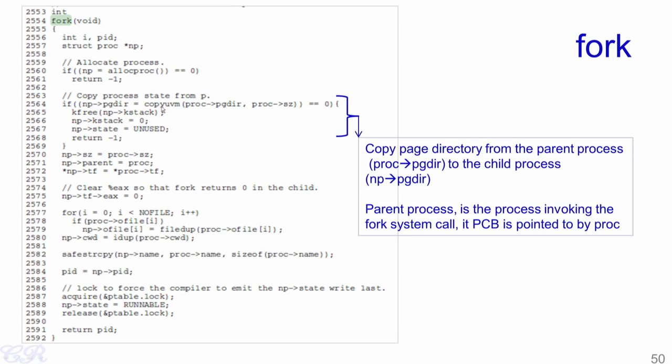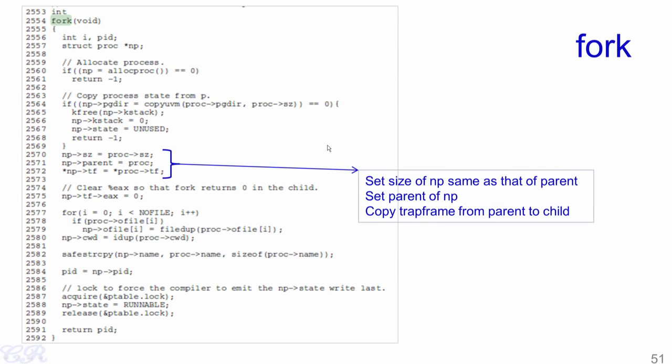Now, we will see this particular function in detail in a later slide, but for now notice that if this function fails, then everything is reverted. First, the kernel stack which has been allocated previously in allocproc gets freed, and the value of np->kstack is set to 0, and the state is set to UNUSED again. Remember that allocproc had set the state to EMBRYO. Now, over here the state is set to UNUSED. Then fork is going to return with -1. So, this -1 is sent back to the user process, that is the process which had invoked fork.